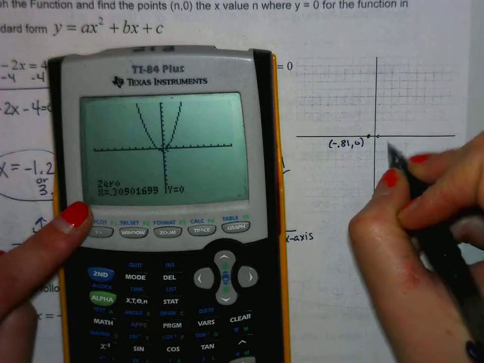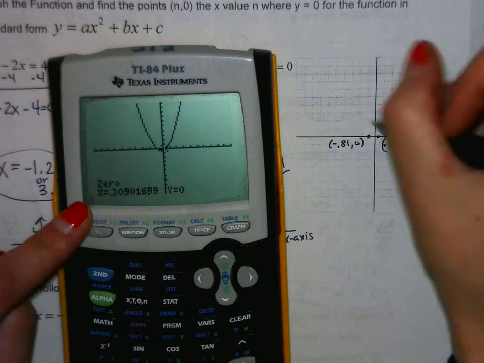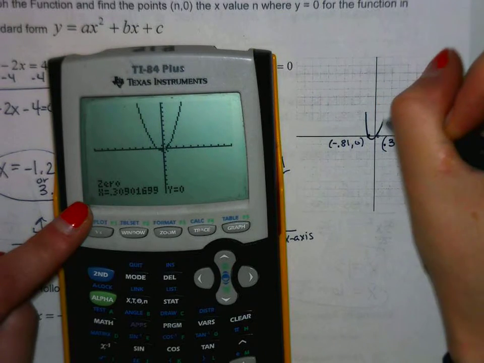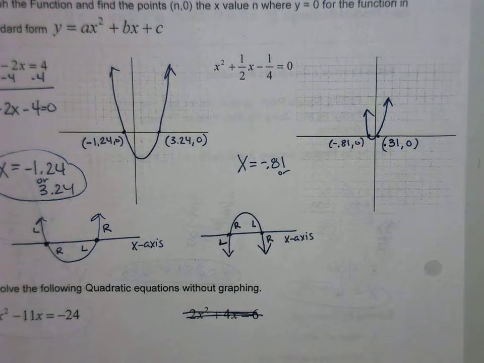So we have a graph that's sketched like this. So our 2 solutions are x equals negative 81 hundredths or 31 hundredths.